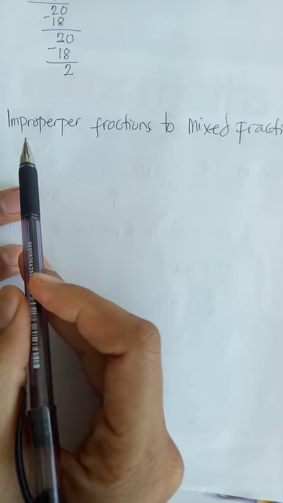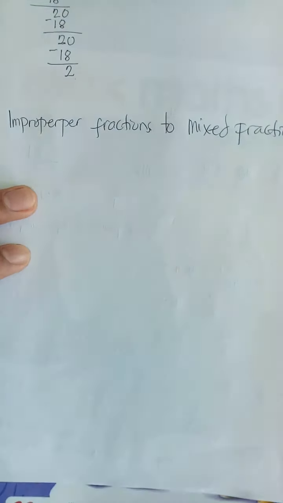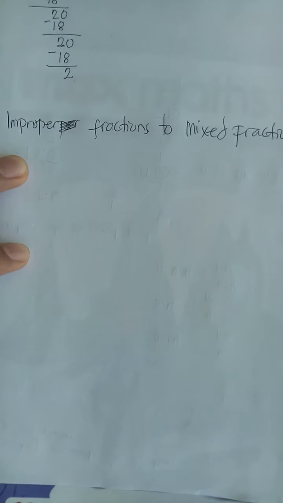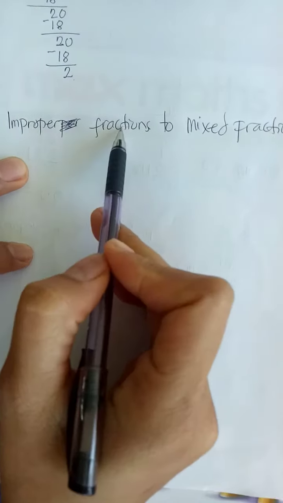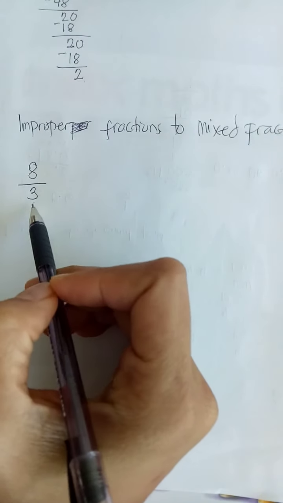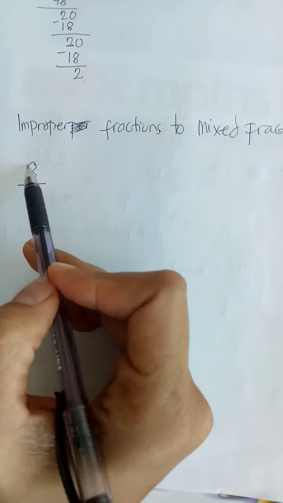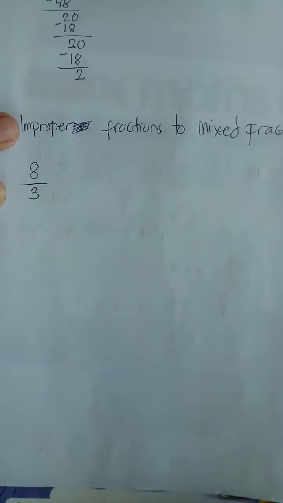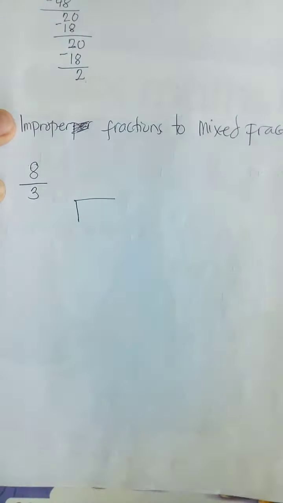Okay, first we are going to talk about improper fractions to mixed fractions. So we're going to convert. Let's say we have 8/3. It's improper because our numerator is bigger than our denominator. To convert an improper fraction to a mixed fraction, again we are using our division.